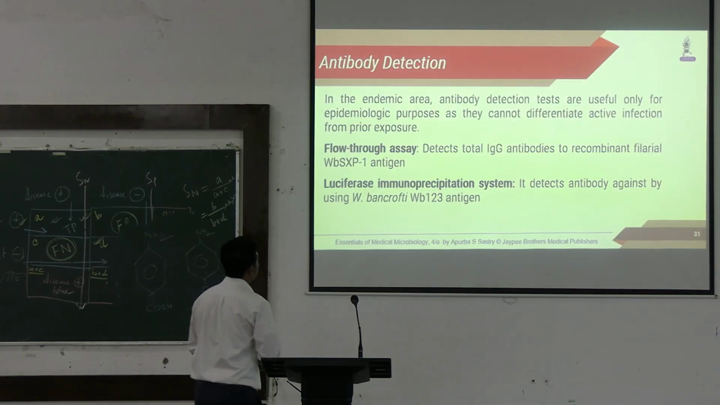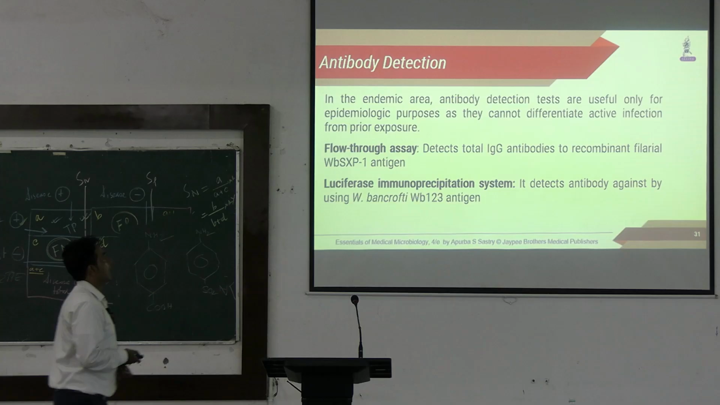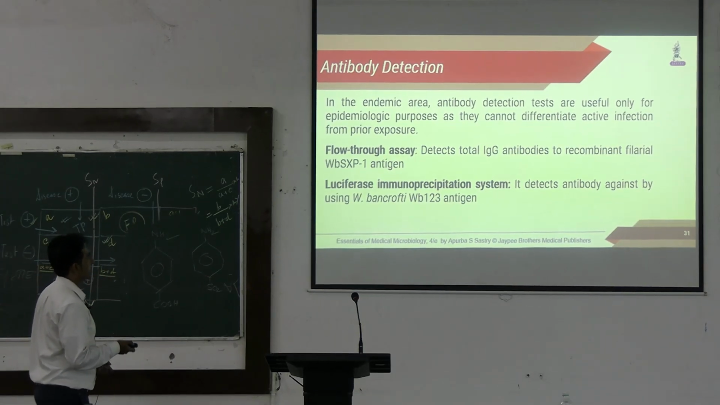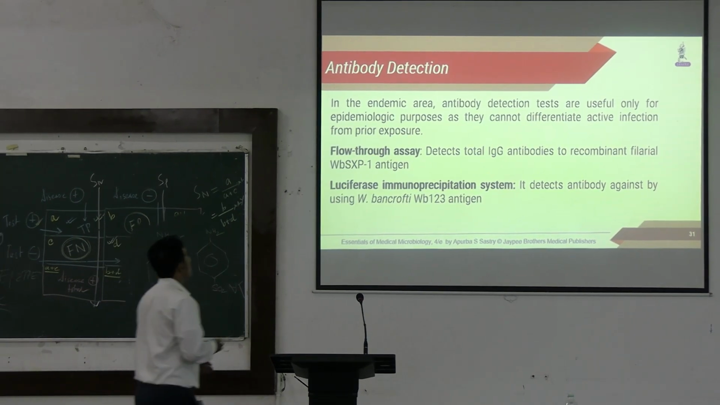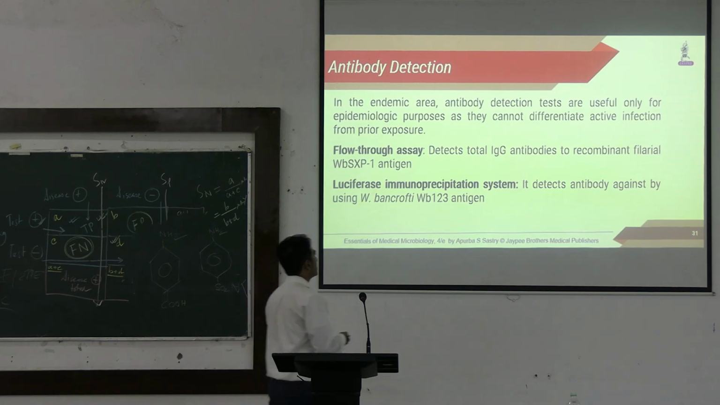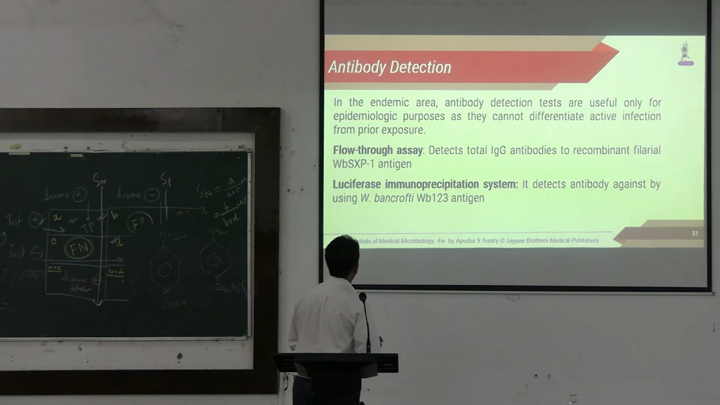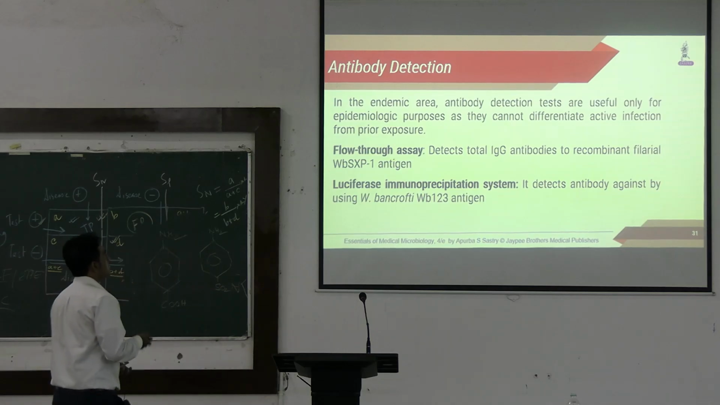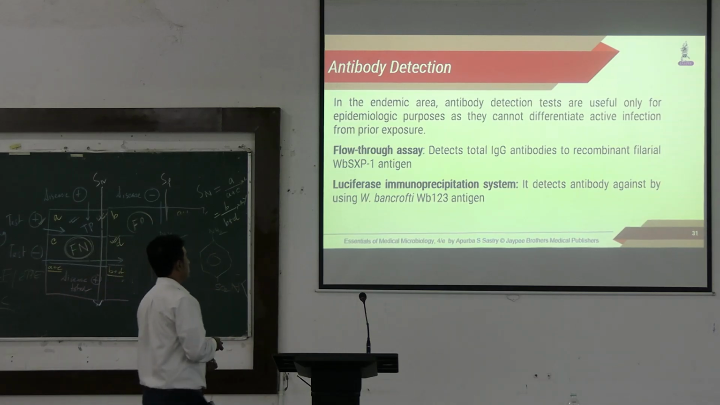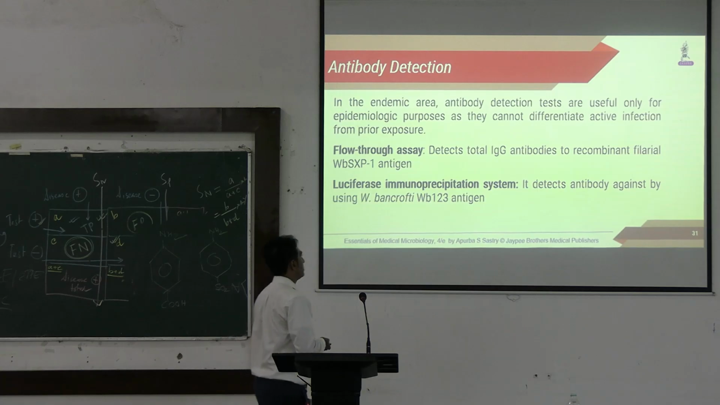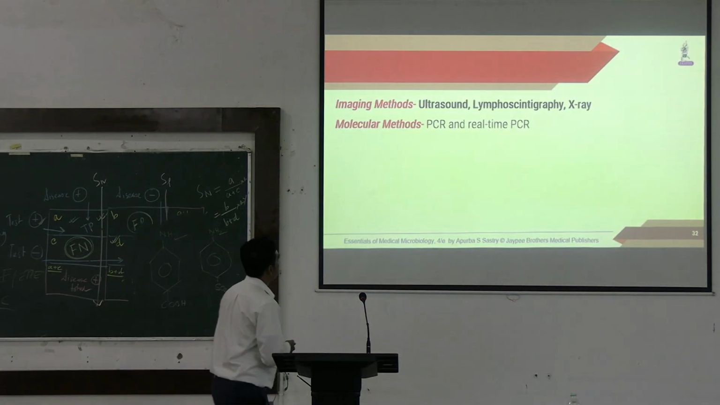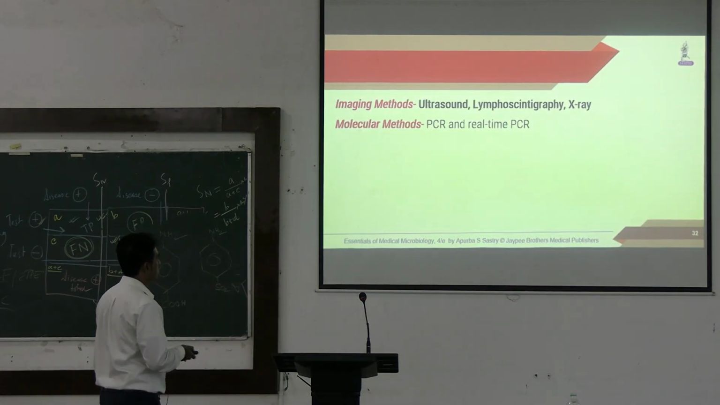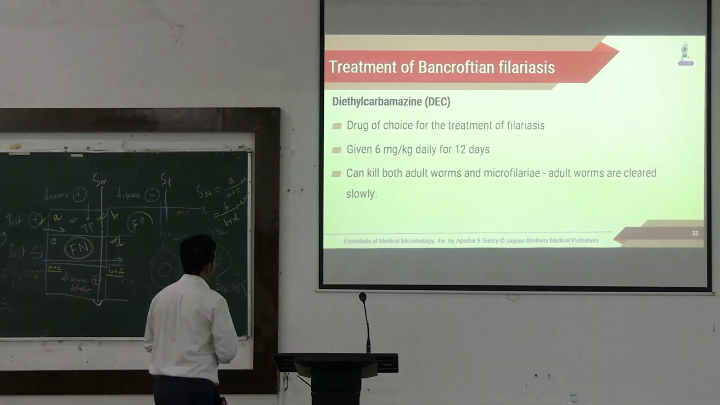In an endemic area, antibody detection tests are useful only for epidemiological purposes, as they cannot differentiate between active infection and prior exposure. A flow-through assay is done, which detects the total IgG antibodies to recombinant filarial antigen. And the luciferase immunoprecipitation system detects the antibody using the Wuchereria bancrofti WB123 antigen. Imaging methods like ultrasound, lymphoscintigraphy and X-ray are done, and molecular methods like PCR and real-time PCR are done.